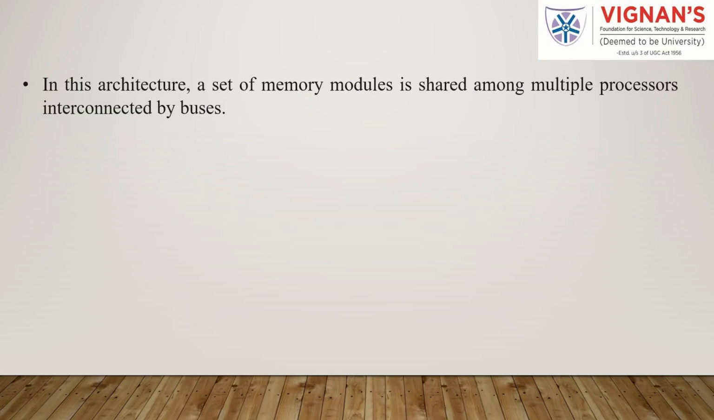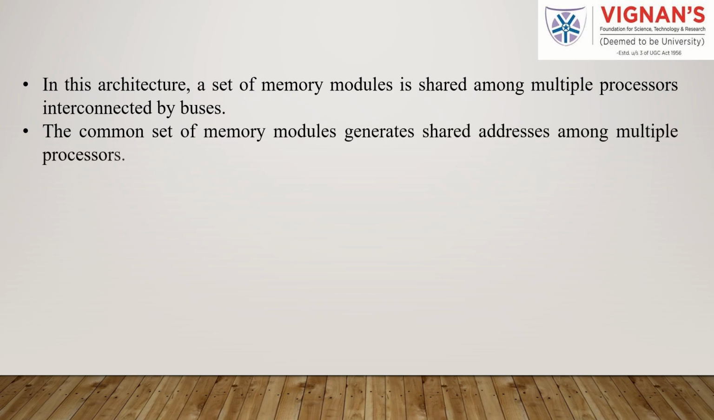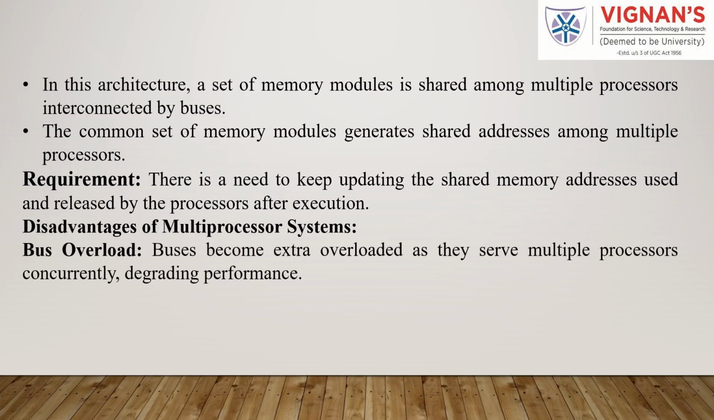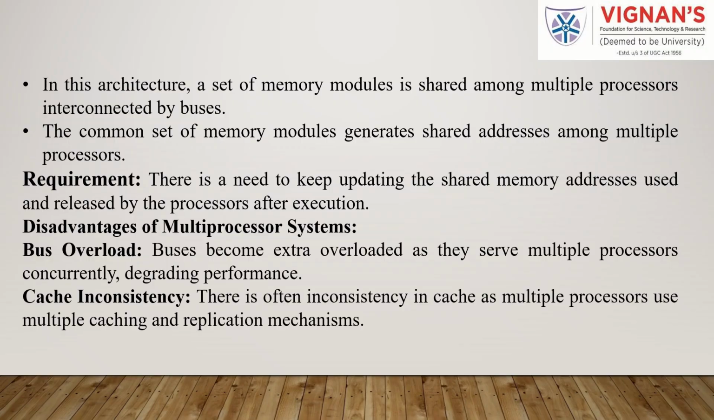In this architecture, a set of memory modules is shared among multiple processors interconnected by buses. The common set of memory modules generates shared addresses among multiple processors. Requirement: there is a need to keep updating the shared memory addresses used and released by the processors after execution. Disadvantages of multiprocessor systems. Bus overload. Buses become extra overloaded as they serve multiple processors concurrently, degrading performance. Cache inconsistency. There is often inconsistency in cache as multiple processors use multiple caching and replication mechanisms.